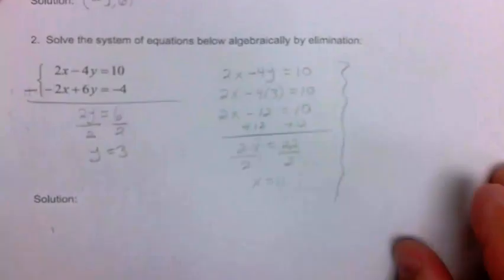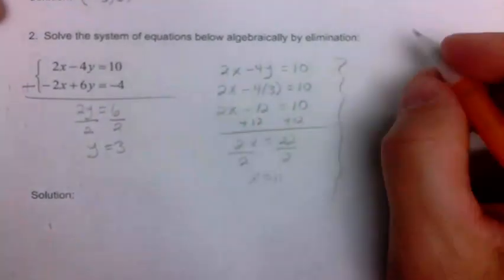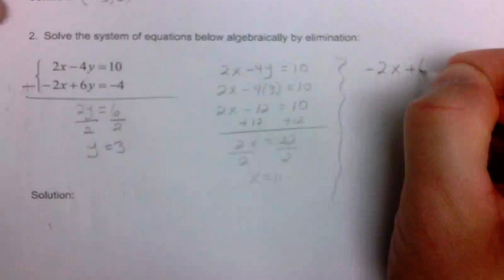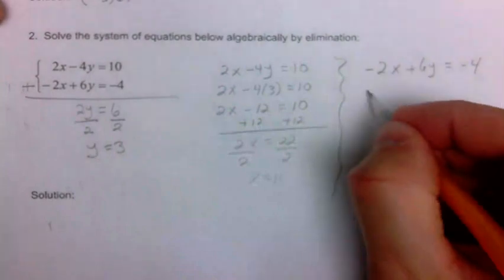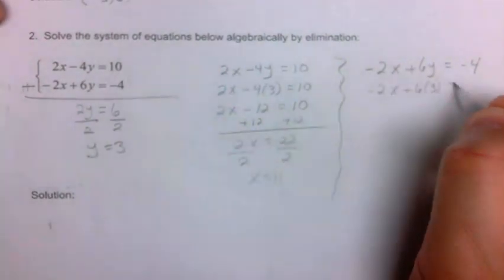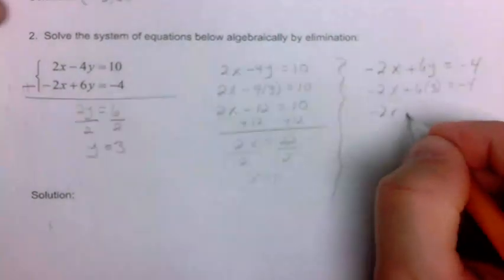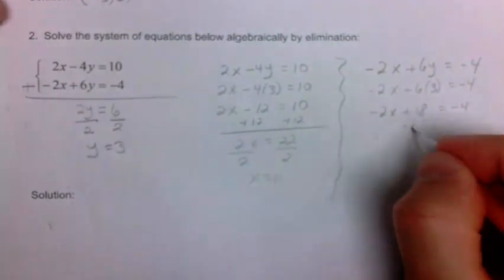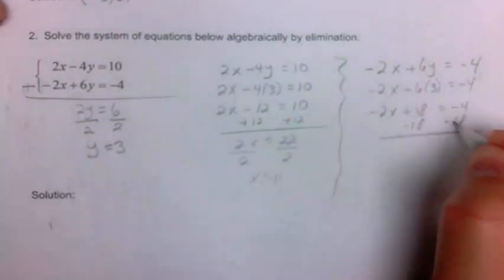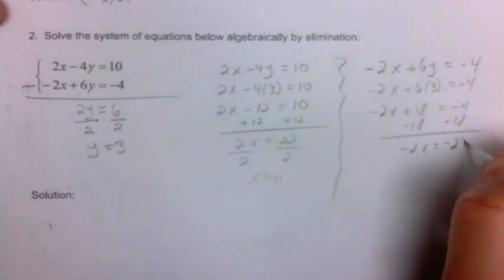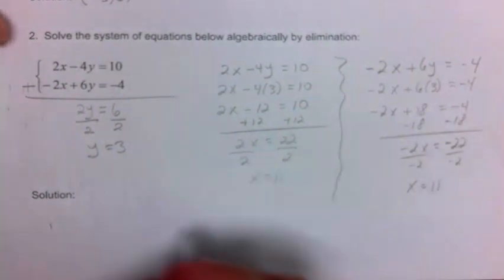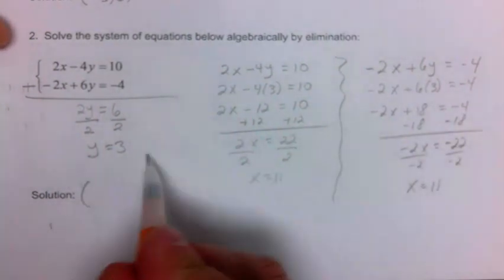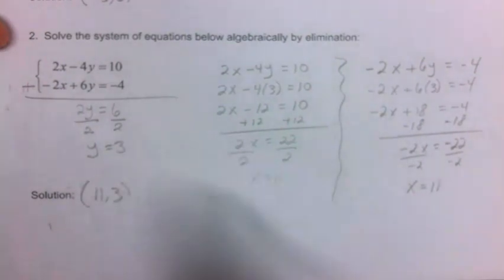Let's just make sure that x is 11 if we use the second equation in our system. Negative 2x plus 6y is equal to negative 4. Y again was 3, so negative 2x plus 6 times 3 equals negative 4. Negative 2x plus 18 is negative 4. So we'll subtract 18 from each side. Negative 2x is negative 22. And when you divide each side by negative 2, x is 11. So for our solution this time, x is 11, y is 3. 11 comma 3 is the solution to this system.